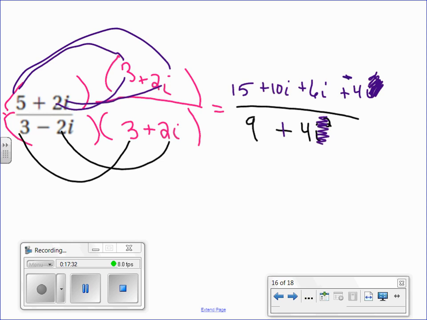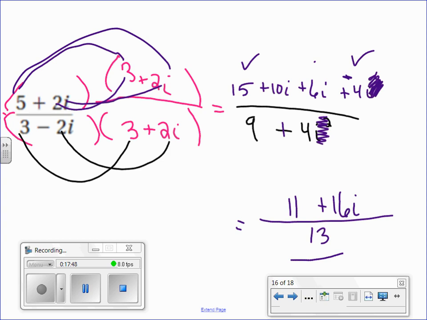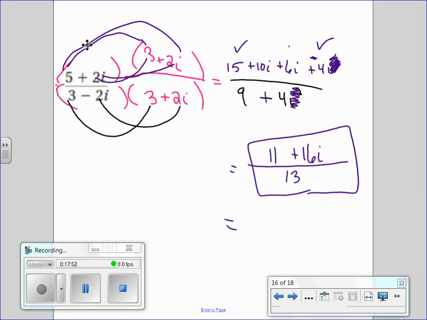All right, let's see what our final answer looks like. 9 plus 4 on the bottom is 13. On the top, I can add that 15 and that negative 4, which would be 11. And then I can add this 10 and this 6, which would be 16i. So that's okay with where you want to leave it, or if you want to write it more scholarly, 11 over 13 plus 16 over 13i.